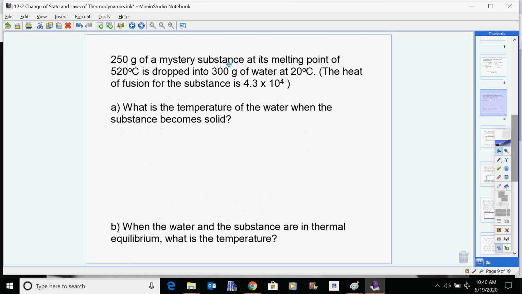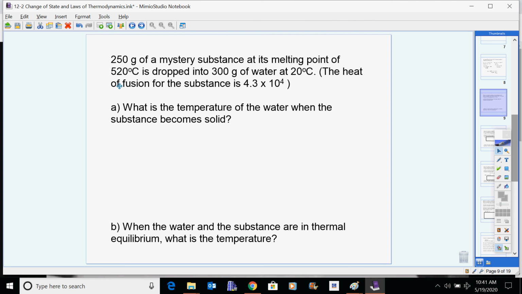Okay, so we have 250 grams of a mystery substance, and it's at its melting point, some kind of mystery metal. Its melting point is 520 degrees Celsius, so a very, very hot melting point. It's dropped into 300 grams of water that's at 20 degrees Celsius. The heat of fusion for the substance is 4.3 times 10 to the 4th.